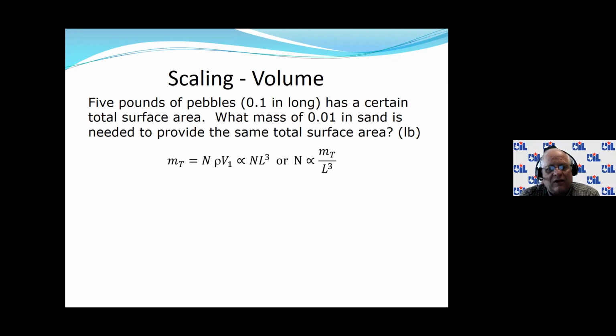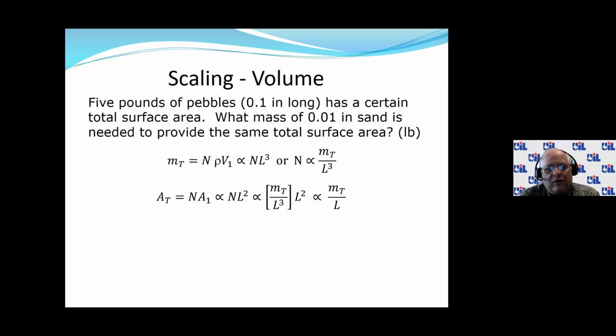Well, this is the tricky part. I solve that for n, and it's going to be the total mass divided by the length cubed. I can write that either for the sand or for the pebbles. Now to get the total surface area, I put that aside. Let's start over here with the surface area. That's going to be equal to the number of particles, either of pebbles or sand, times the surface area of one pebble or one little particle of sand. And again, the area is proportional to L squared by scaling principles. So my area is proportional to N L squared. But what I can do is take N and write it out.